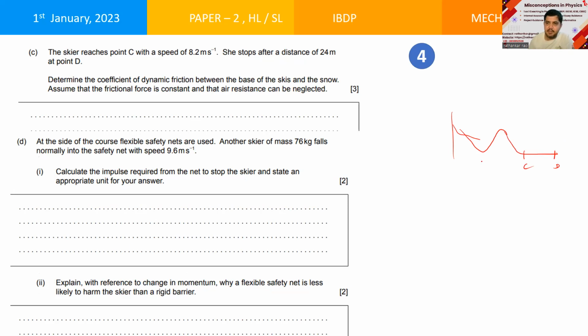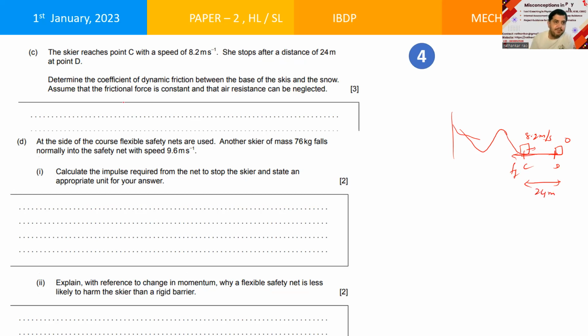Why should she stop? The reason is because when she comes here, her velocity was 8.2 meters per second. But when she comes here, the velocity is 0. Why? Because something is pulling her back. What is pulling her back? The frictional force, right? Frictional force. What is this distance? Distance is given to you as 24 meters.